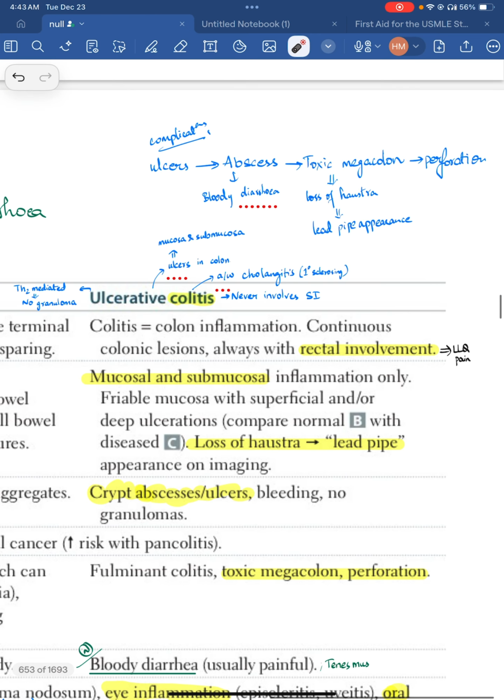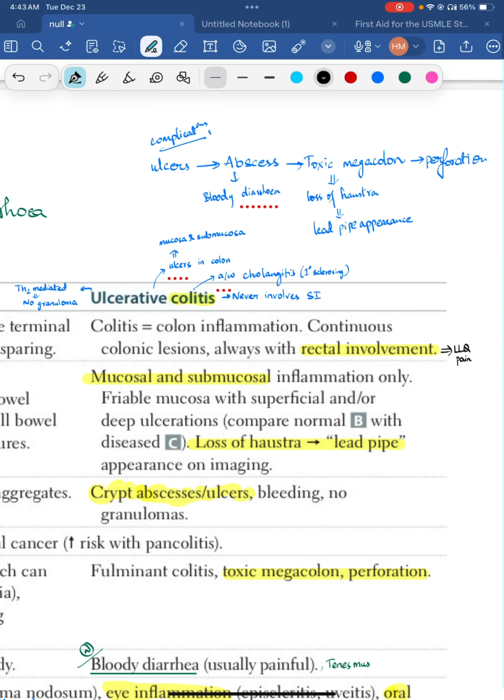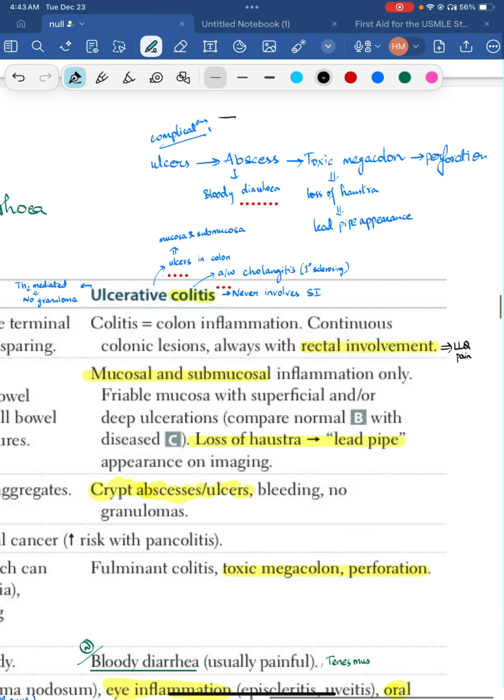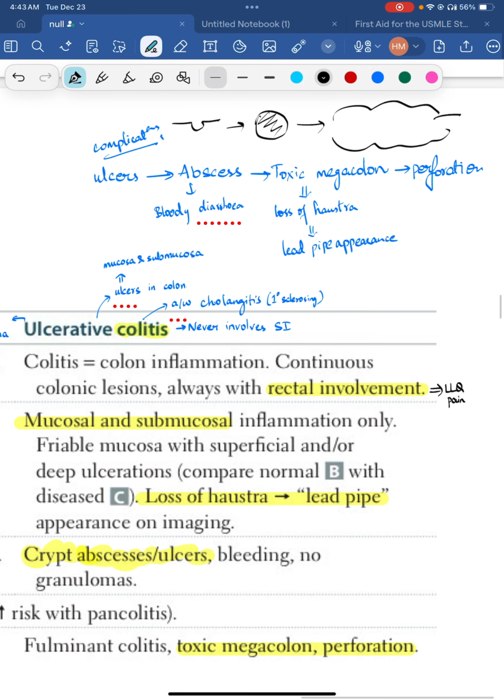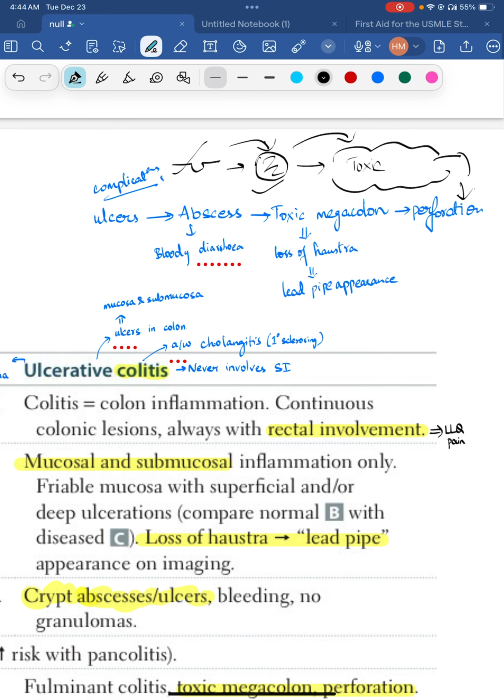So, complications. I have made a story for the complications, so I remember it like this. Initially, you have a small ulcer. This will progress into a full-blown abscess, which will cause toxic megacolon. Your colon has become so huge that it might perforate, right?